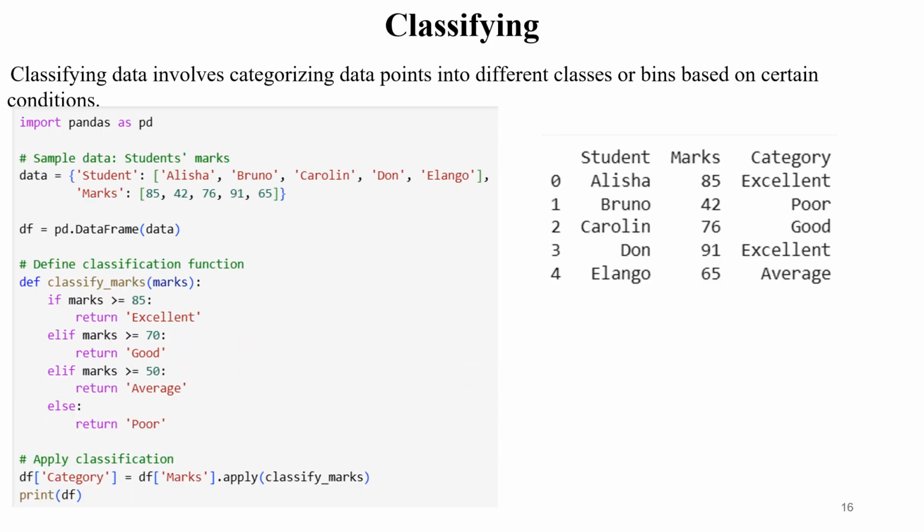The next one is classifying. We can do classification in three ways. First, you give a condition and you can classify. Another one is normal binning, and another one is again a condition, but in that condition you can apply selection. We'll see them one by one.